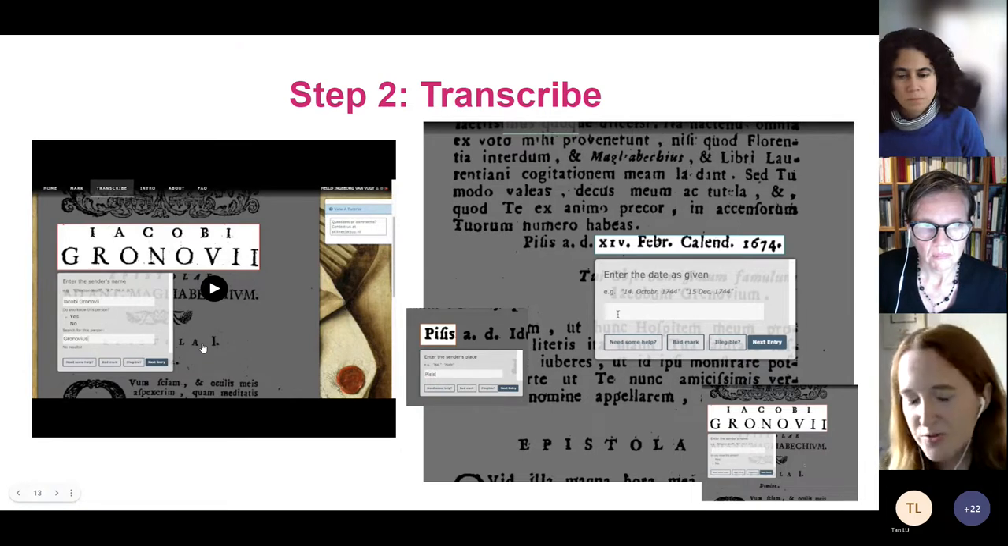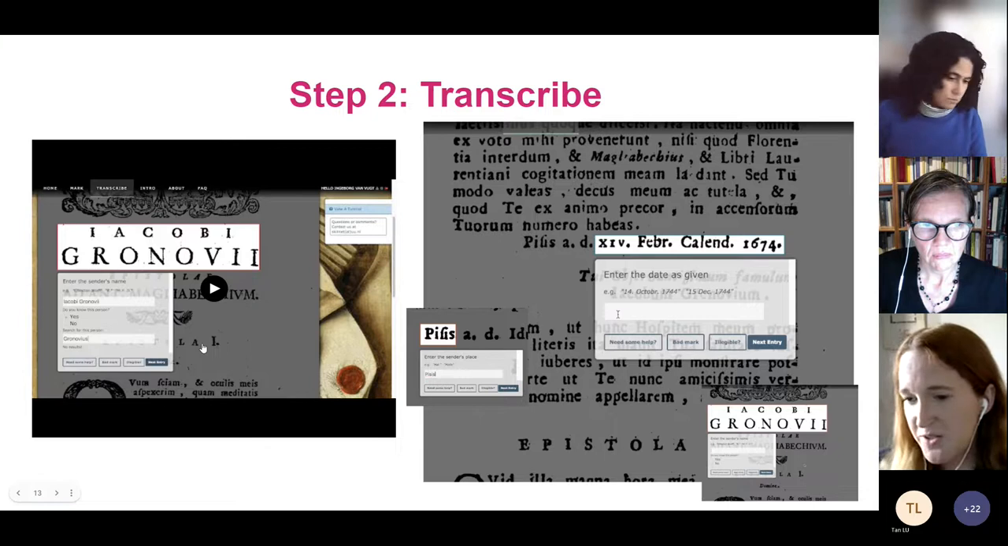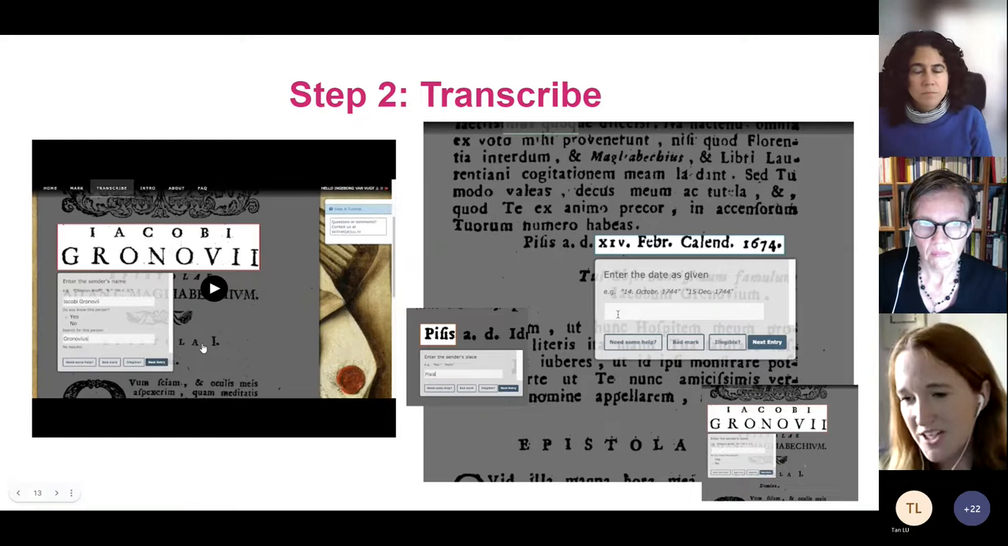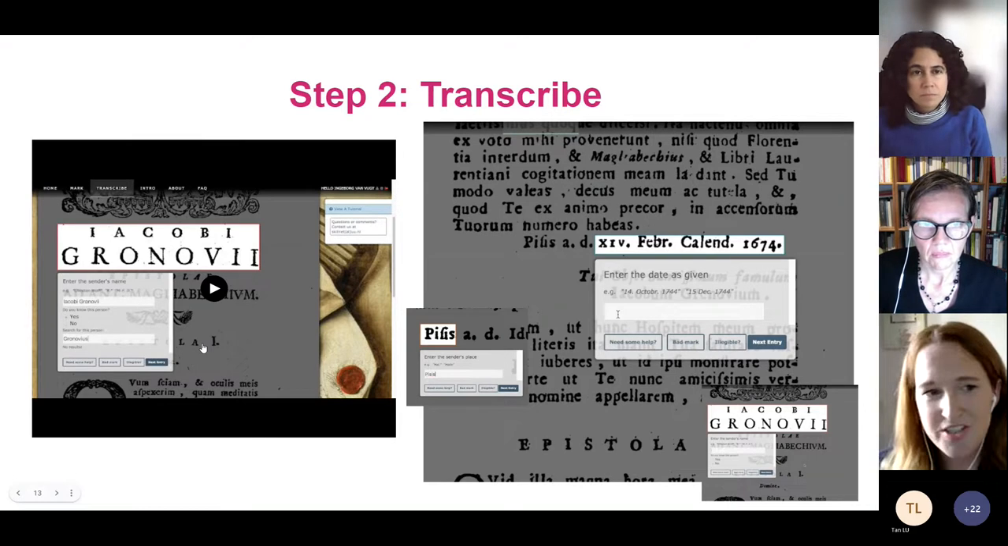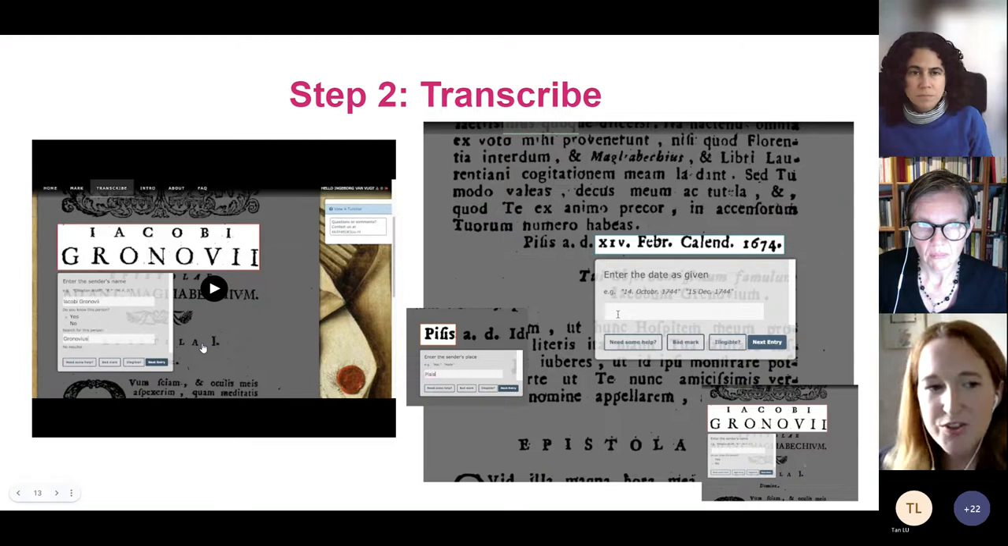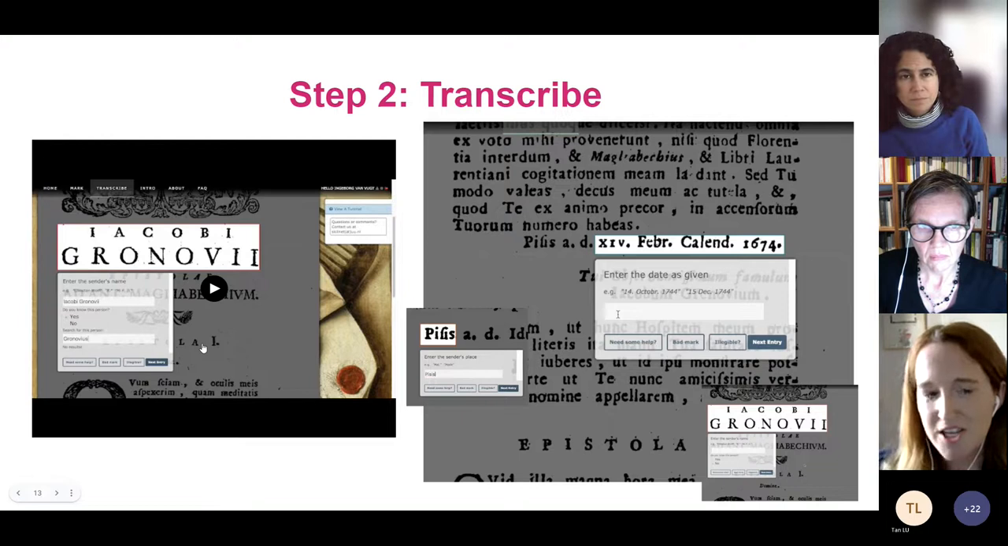All those Jacob Genovius in all those editions are spelled differently. And if you transform that into a network, then each of those different spelling variations of this Jacob Genovius will appear as different nodes in the network. So we really need to know that this Jacob Genovius is one person, he's a unique identity within this database. So he will also be a unique node in the network.